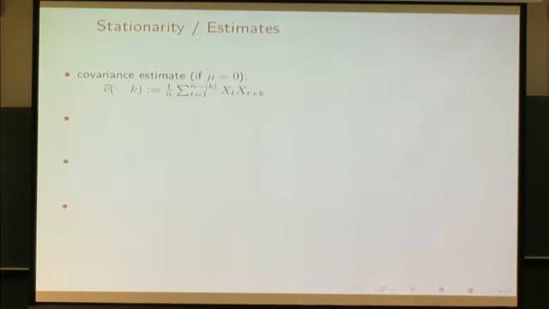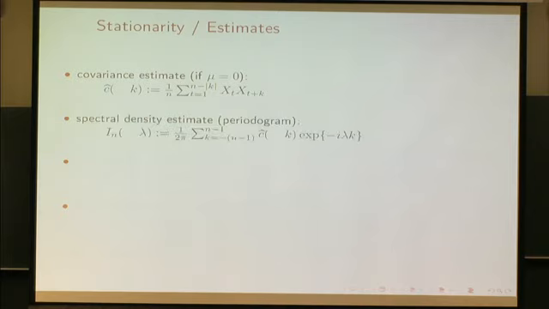Now, let's move to estimates. The first thing is we have this covariance estimator. Again, we are in the stationary world for the moment. So we have our covariance estimator. You all know that one. Then, provided the mean is 0, the spectral density estimator, you all know this as well. The periodogram, you can write it as a Fourier transform of these covariances. It's really exact.